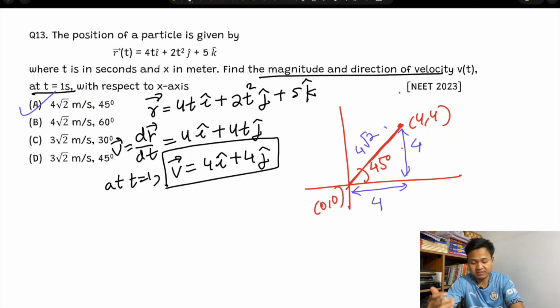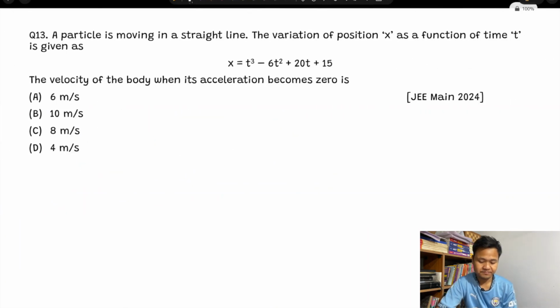Okay, so using vectors. If you have a doubt here, please go back and see the vector part. We have done position vector, displacement vector. Okay, so you have one question on JEE Mains.